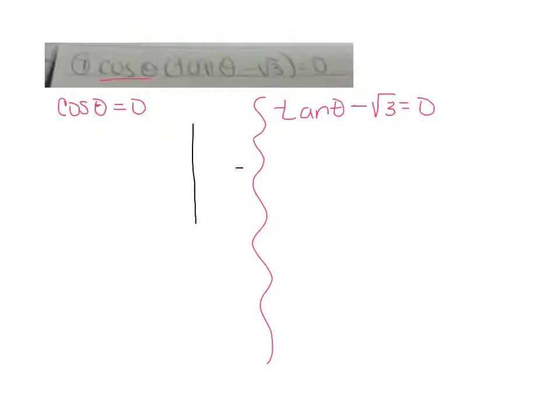So we have cosine theta equals 0, and then on the flip side, we have tan theta minus radical 3 equals 0. So we'll start with cosine theta equals 0. So on the unit circle, you're looking for where cosine is 0. And if you can remember, cosine is represented by the x-coordinate.